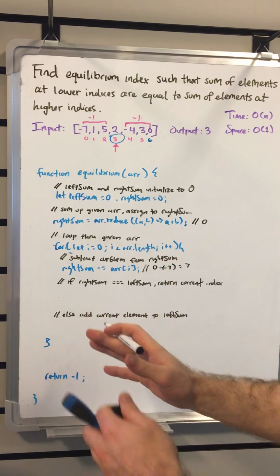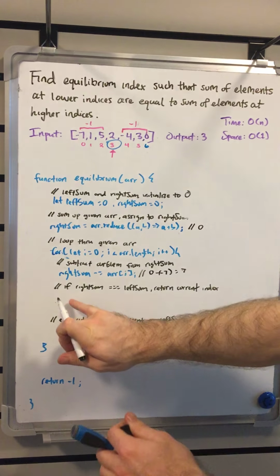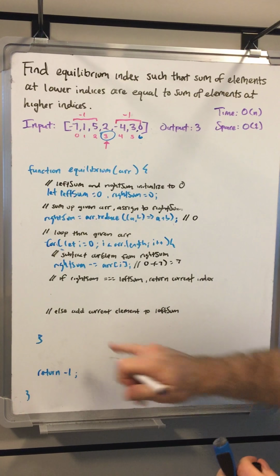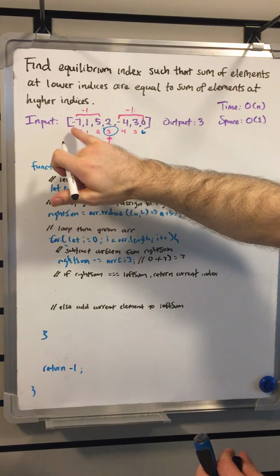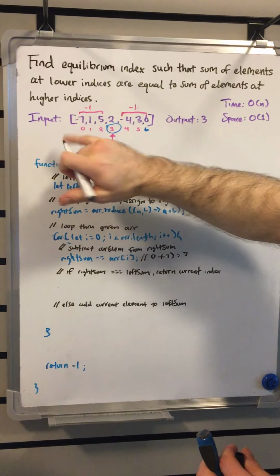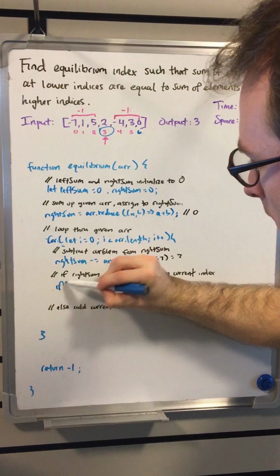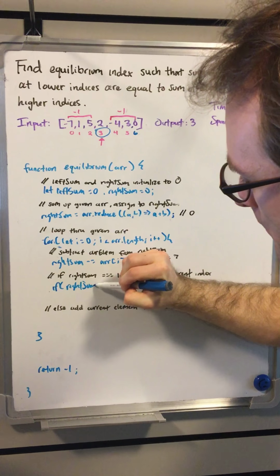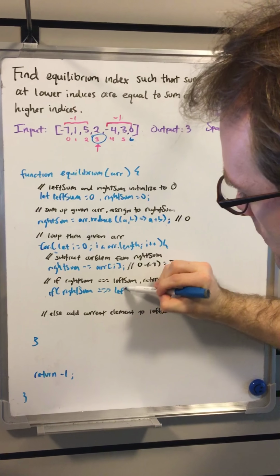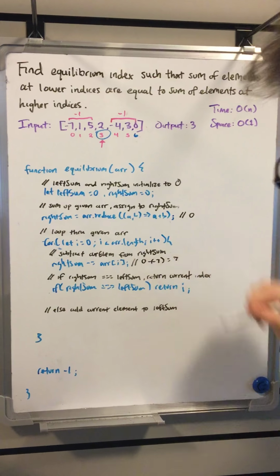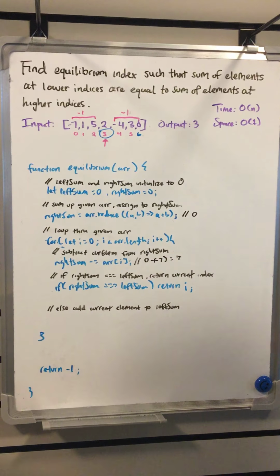Then we ask, is 7 equal to 0? Because we're going to ask, is the right sum equal to the left sum? If it is, we're going to return the current index. If it's not, then we're just going to add the current element, -7, to our left sum. And that's how we're going to do this in O(n) time. So if right sum is truly equal to the left sum, then we are just going to return the current index, which is called i. Else, we are just going to add the current element that we subtracted from the right side and add it to the left.